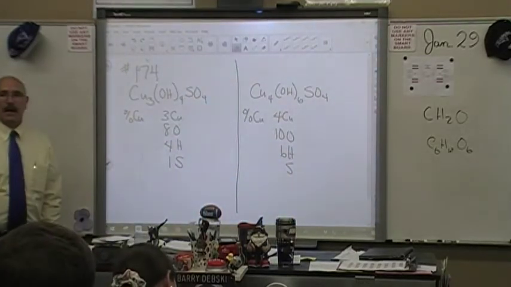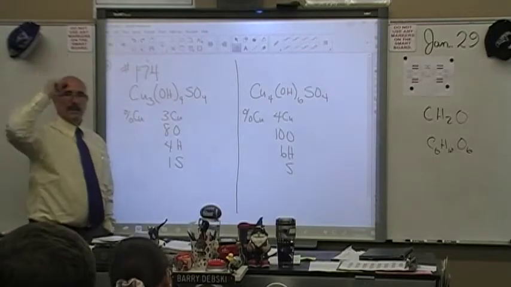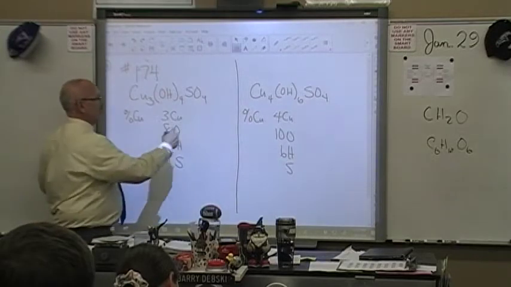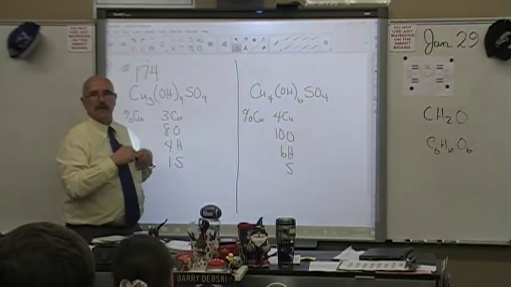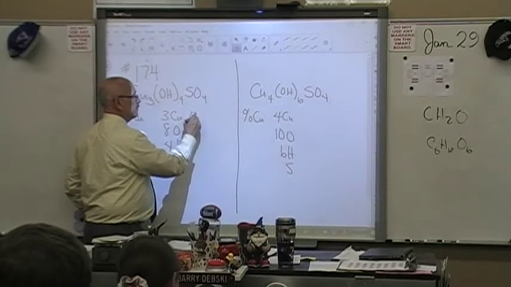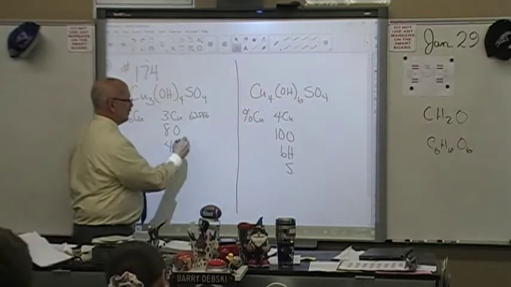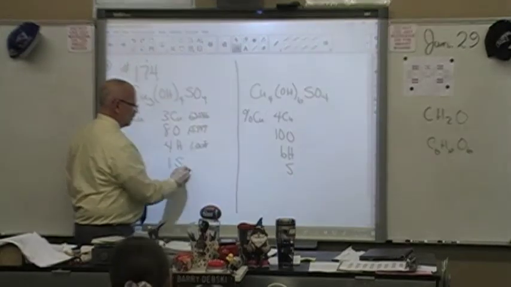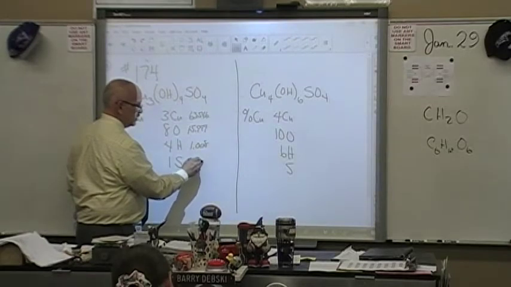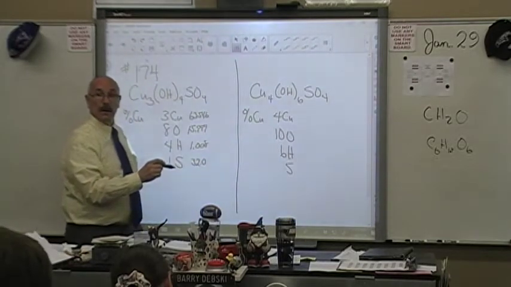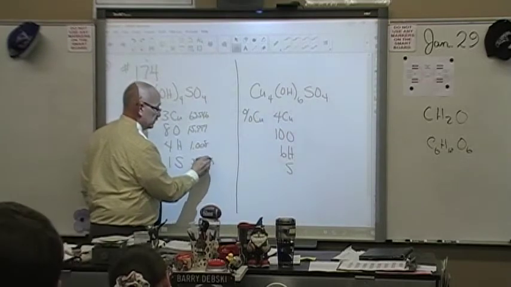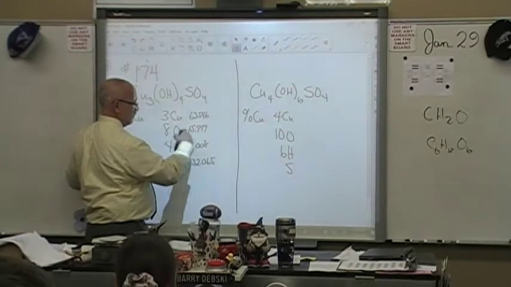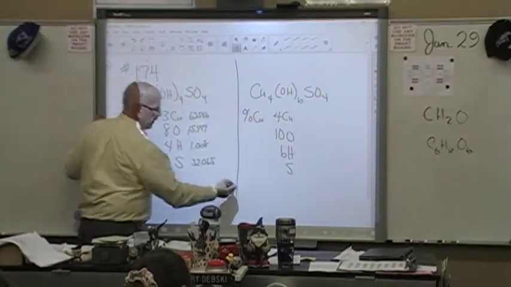Somebody give me the atomic mass from the periodic table for copper. 63.546. Oxygen 15.999. Hydrogen 1.008. Sulfur 32.065. I always forget the last digits. So then we multiply these out: 3 times this, 8 times this, 4 times this, and 1 of these, and add them together.